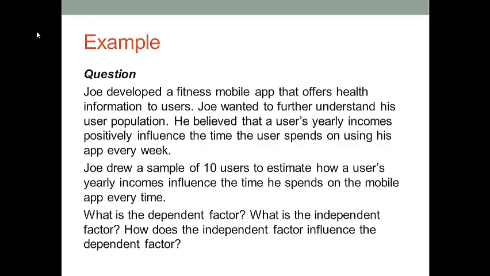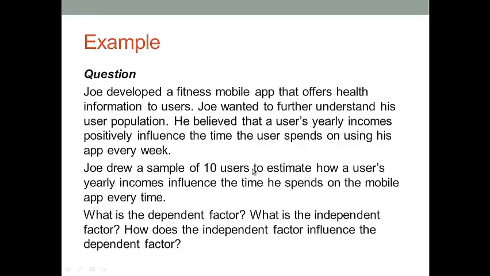So Joe drew a sample of 10 users from the entire user population. And he tried to use these 10 users to predict the relationship between the user's yearly income and the time the user spends on the mobile app. In this case, which one is the independent factor? Which one is the dependent factor? How the independent factor will influence the dependent factor?